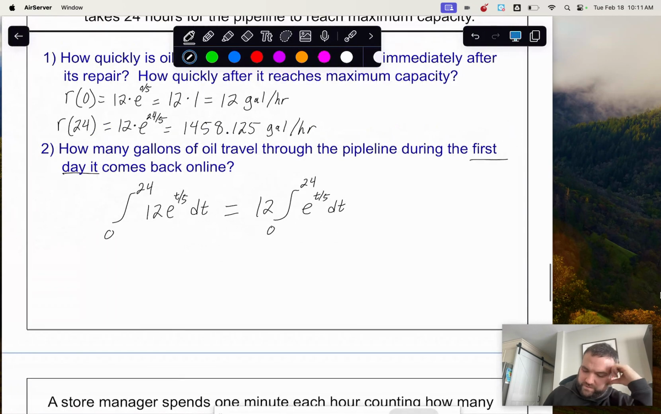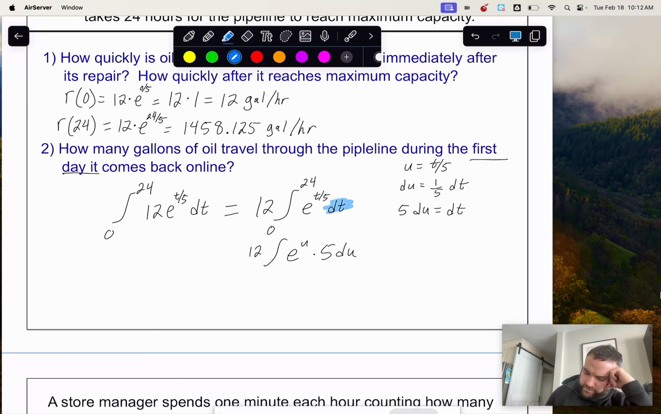I could do a quick little u substitution here. I could say u is t over 5, which then would make du 1/5 dt, or 5 du would equal just dt, which would mean my integral now becomes e to the u, but then instead of dt, I would replace that with 5 du. Right, so this is swapping out for that. And here I'm swapping out for just e to the u.